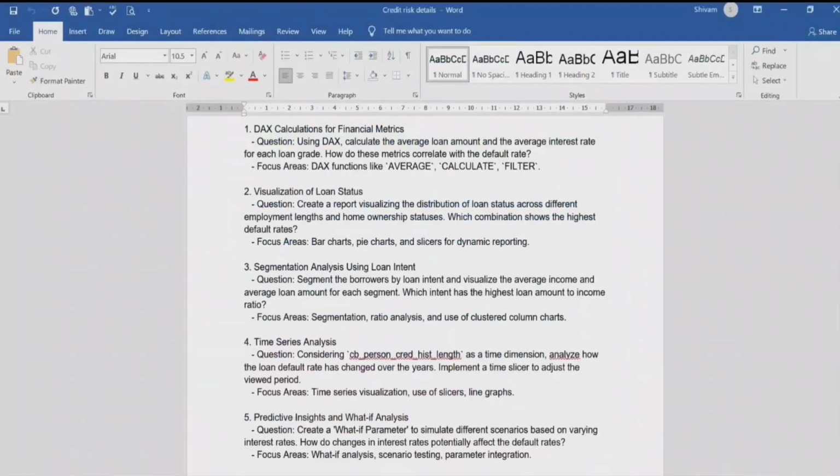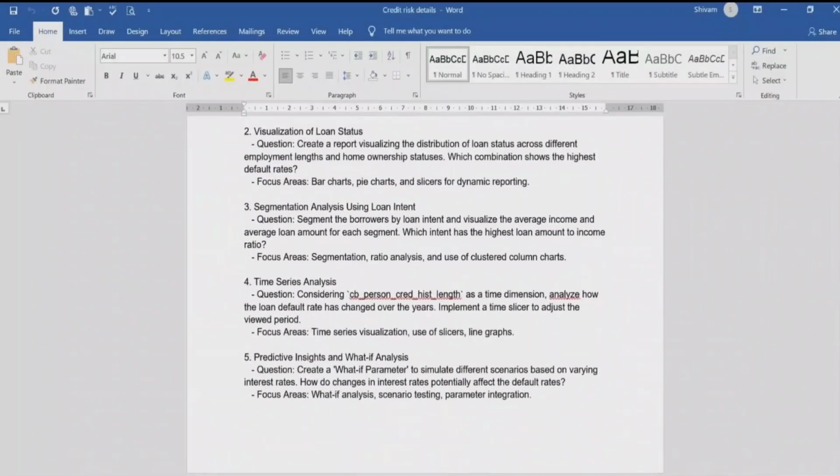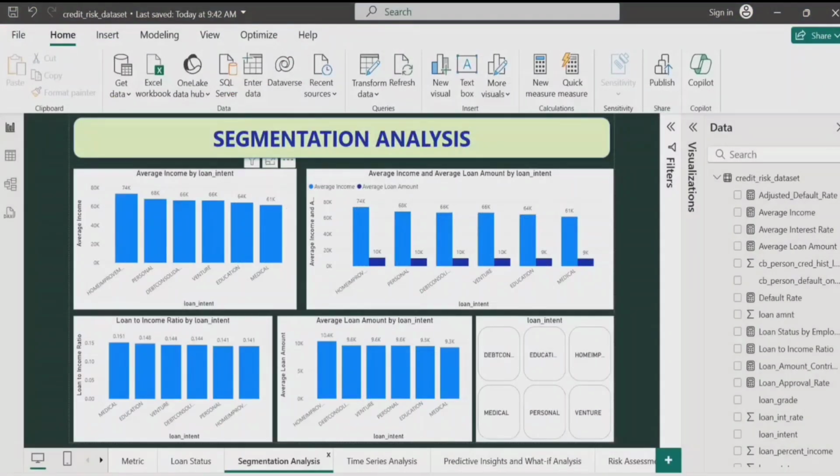So next question is segmentation analysis using loan intent. This chart shows the average income based on the loan intent. Here we can see that the home improvement has the highest average income among them all, and the medical average income is the lowest.